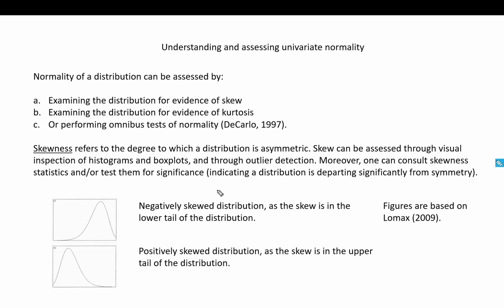You can see in the presentation down below, in our figures, we have first off a negatively skewed distribution, which is this one right here, and you can see the skew is reflected in this part of the distribution. Then we have a positively skewed distribution where the skew is reflected in the upper tail of this distribution. So with a negatively skewed distribution, the lower tail is longer, whereas with a positively skewed distribution, the upper tail is longer.